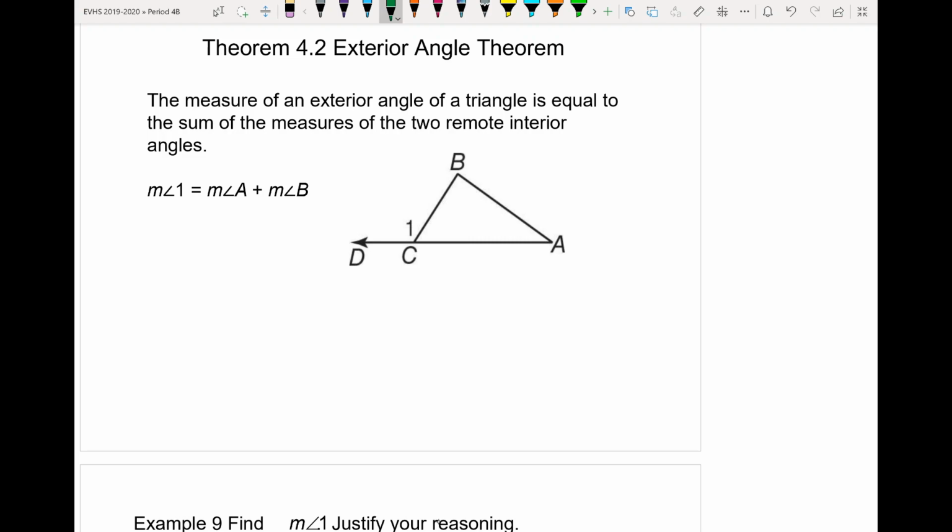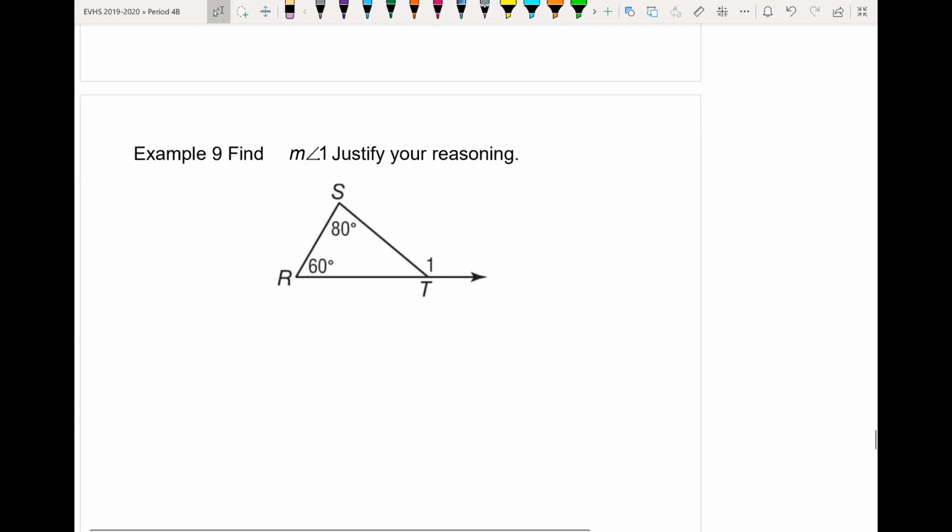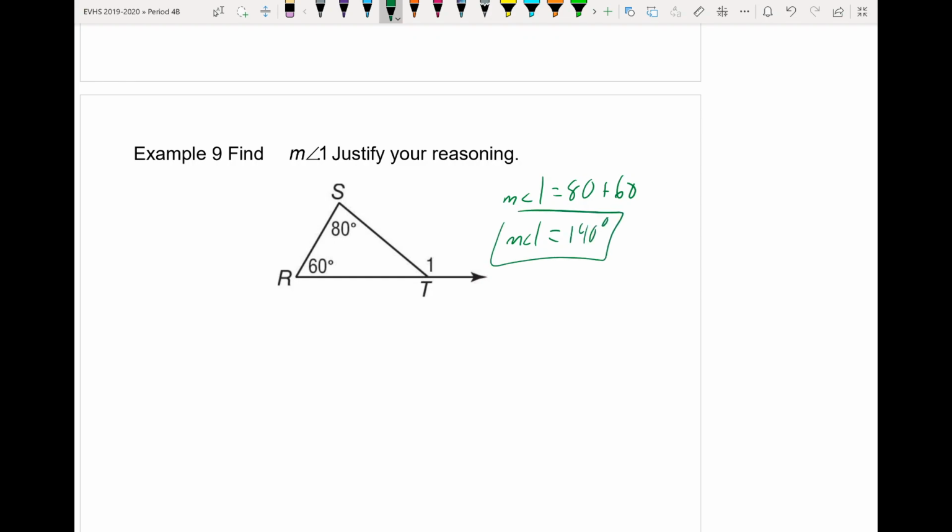You can't say it's 60 because I have no angle measures at all here. Oh, number 9. Okay, well, let's get there. Can we say that it's 60 because of corresponding angles? No, because we don't have any parallel lines here. That would work if there's parallel lines. So, here's what you do. You add those up. Measure of angle 1 is equal to 80 plus 60. So the measure of angle 1 equals 140 degrees. Done.